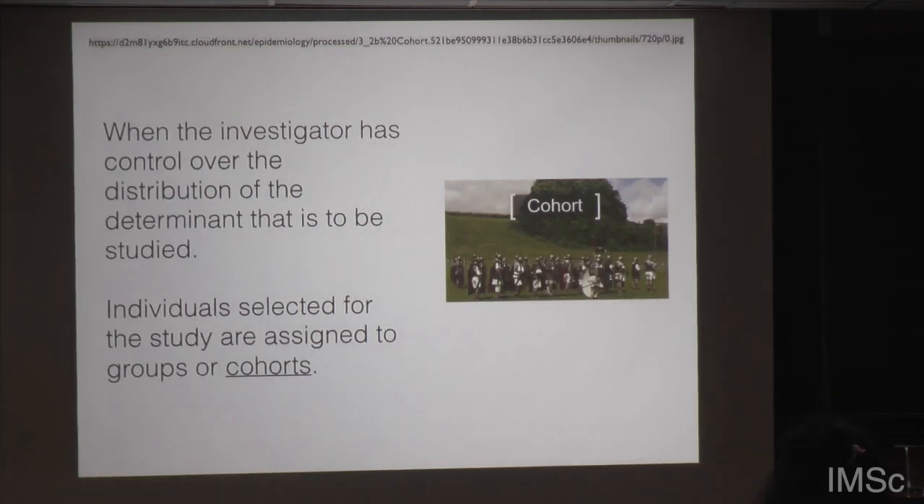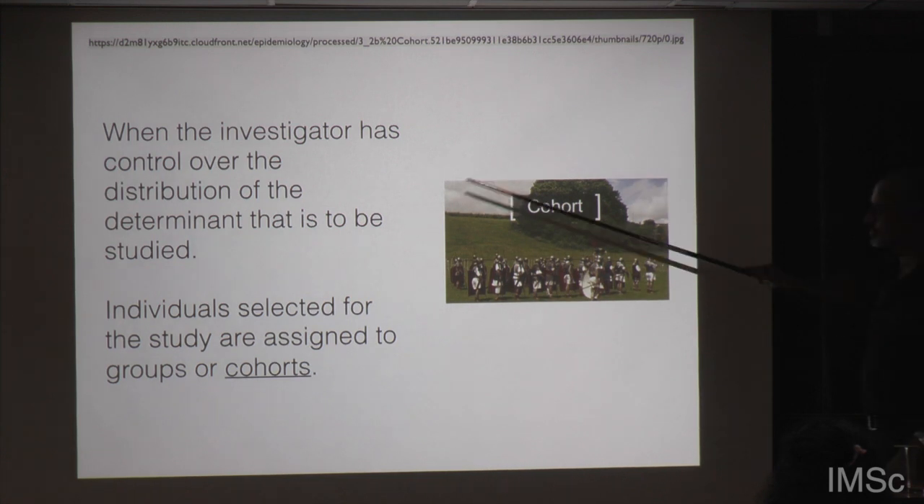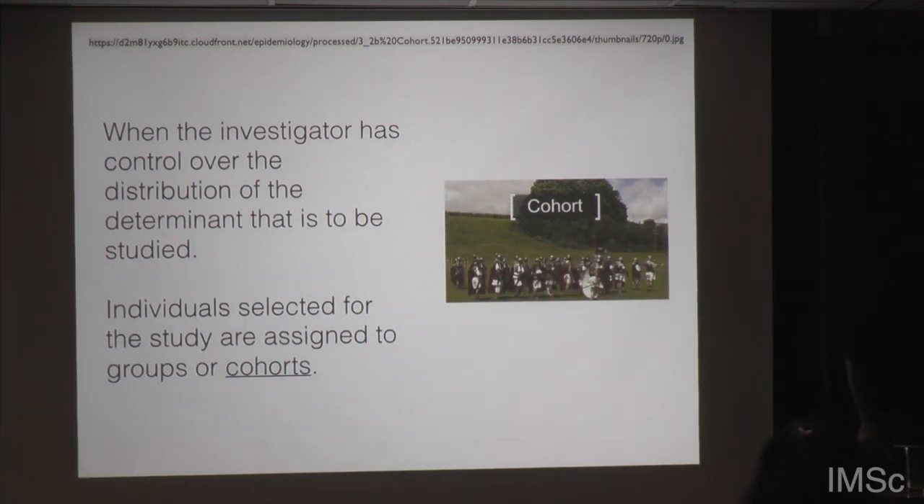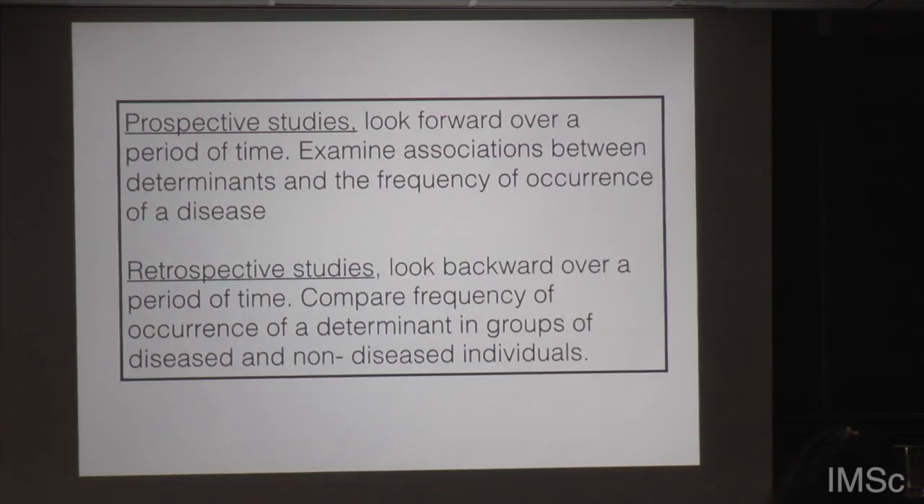So when the investigator has some control over the distribution of the determinants to be studied, these are called cohorts. So you select people to be part of a particular study. That selection of people is called a cohort. Cohort comes from the old Roman word, so these are people dressed up in Roman armor and so on.